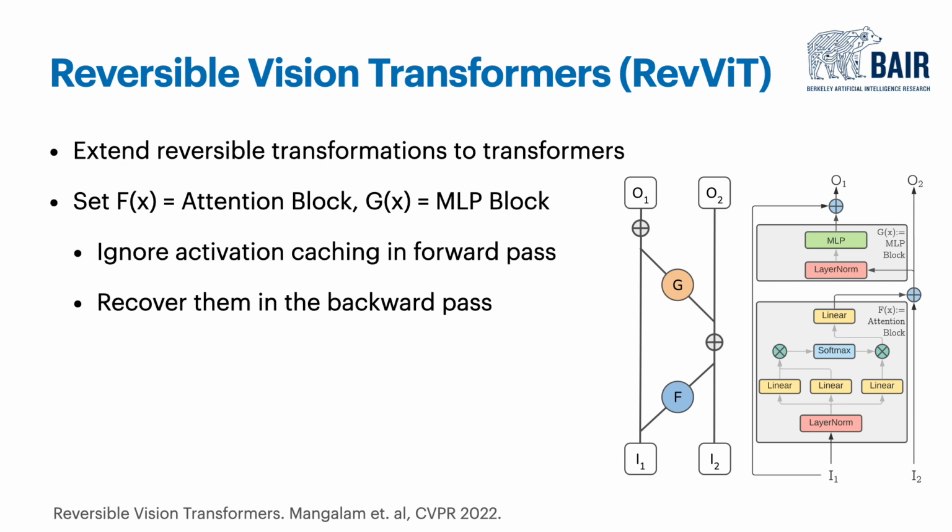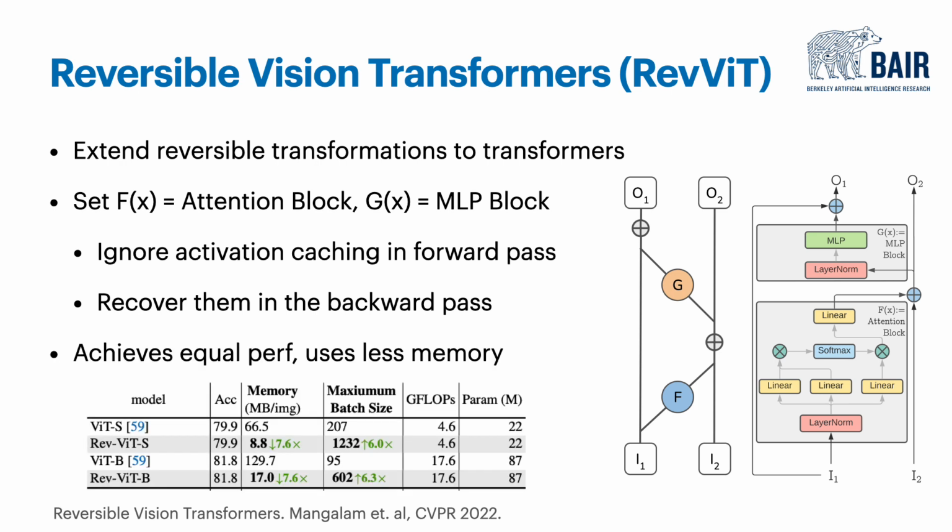One recent work which uses these is reversible vision transformers, published last year at CVPR. They extend reversible transformations to transformers by setting f of x to be the attention block and g of x to be the MLP block. In this way, we can ignore the activation caching in the forward pass and simply recover them in the backward pass instead. They show that doing so achieves equal performance to the vanilla method at the same flops and parameters used, and also uses less memory per image.